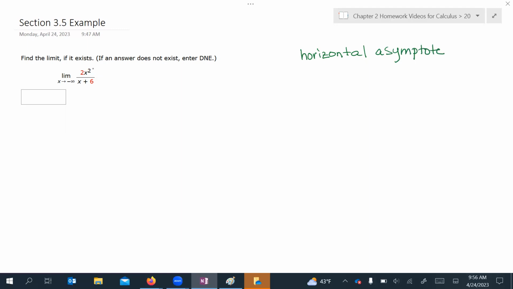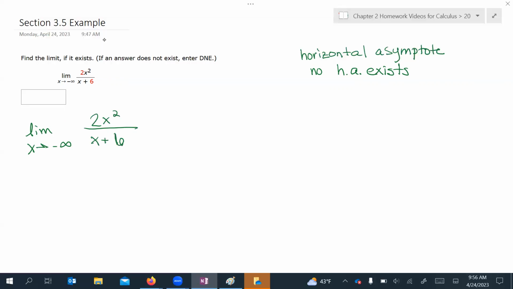My degree in my numerator is greater than my degree in my denominator. My degree in my numerator is 2. My degree in my denominator is 1. So that would tell me that there is no horizontal asymptote. So we can say no HA exists, which probably tells me that this limit is not going to exist. But let's just consider it again algebraically. So the limit as x approaches -infinity of 2x squared over x plus 6.